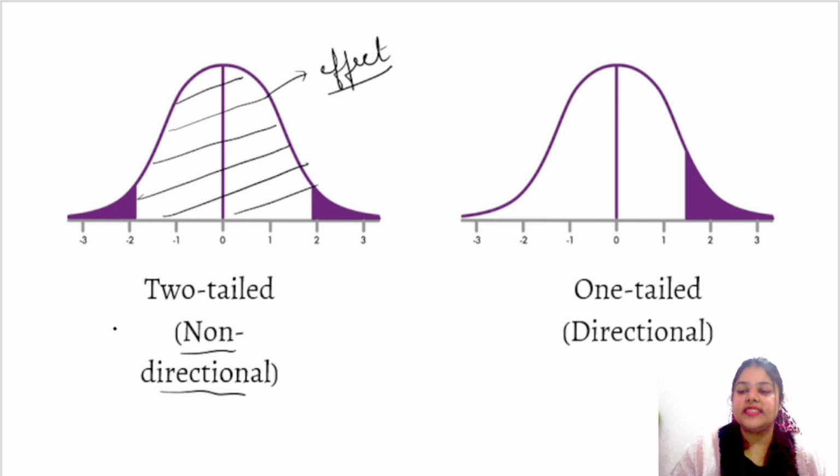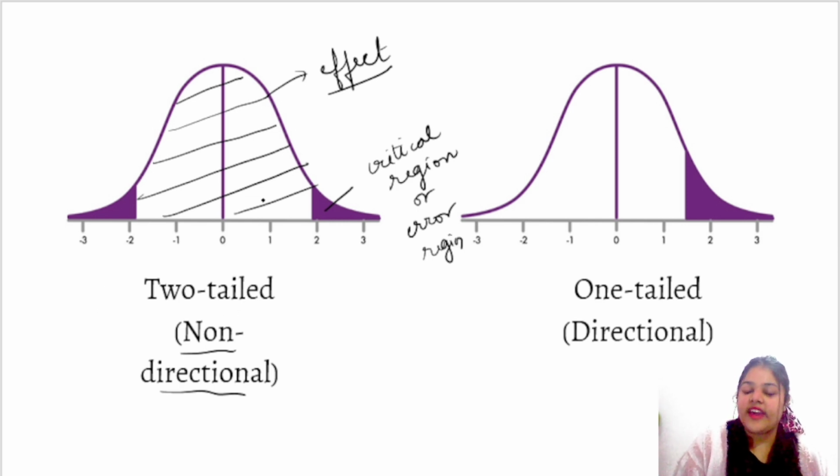That yes, there is an effect, there is a relationship, and these areas which are colored are known as the critical region or error region. So in a two-tailed hypothesis, obviously if the effect is on the positive side as well as on the negative side, the critical region would also be on both the sides.